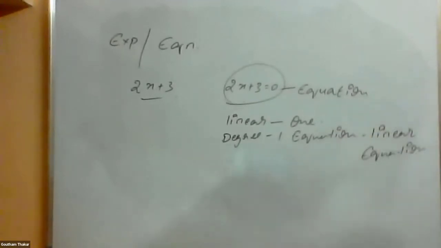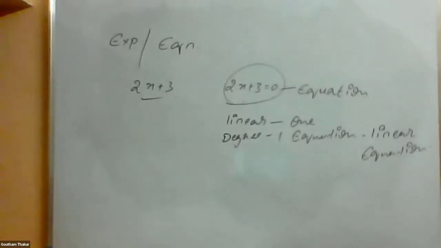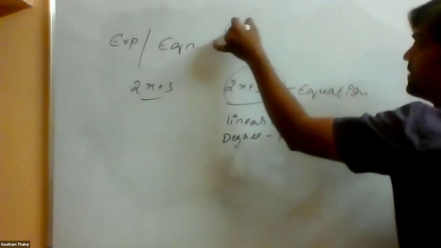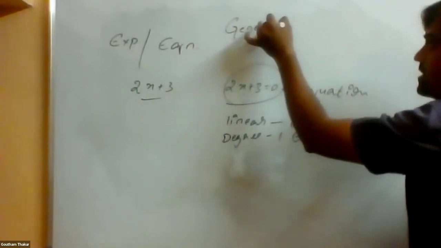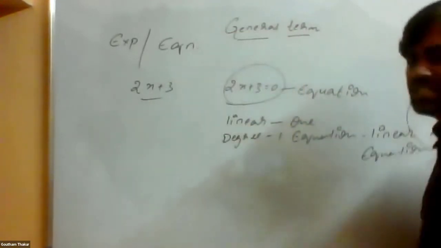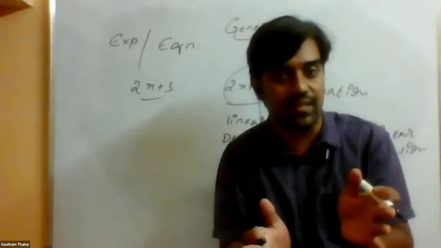Linear equation. One variable linear equations, to be more specific. Perfect. See, for each and everything we have a general term. What do you mean by general term? General term is nothing but the general expression, or I would say the skeleton part of that particular thing.